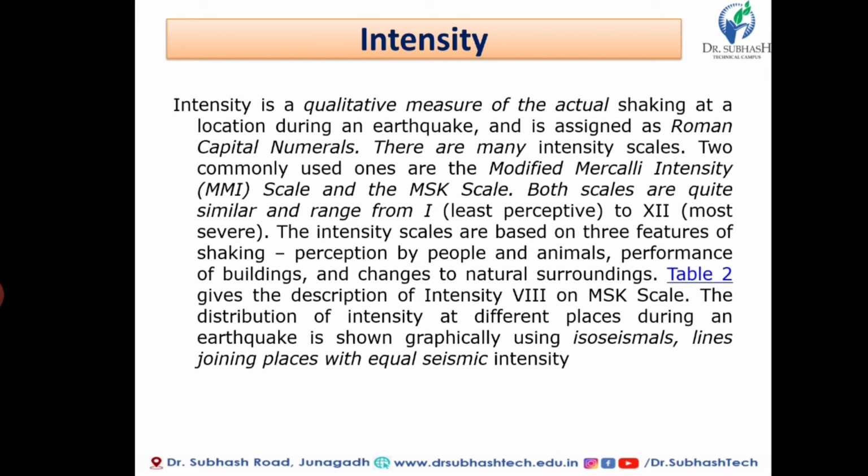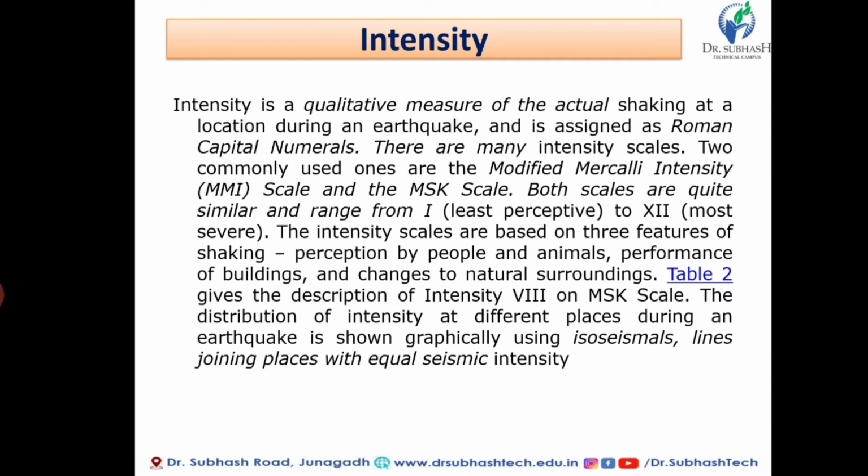I said earlier that the lower limit and higher limit were designed by recording the past 100 years of earthquakes: what was the effect on buildings? So the intensity scales are based on three features: one is shaking, second is perception by people and animals, third is performance of buildings. So these are the three parameters. At that time we have the intensity scale assigned to any particular earthquake. The change of natural surroundings gives the description of intensity 8 on the MSK scale.